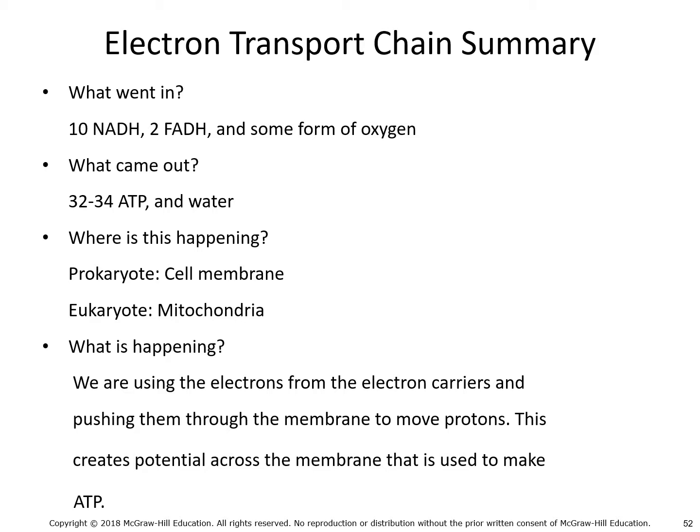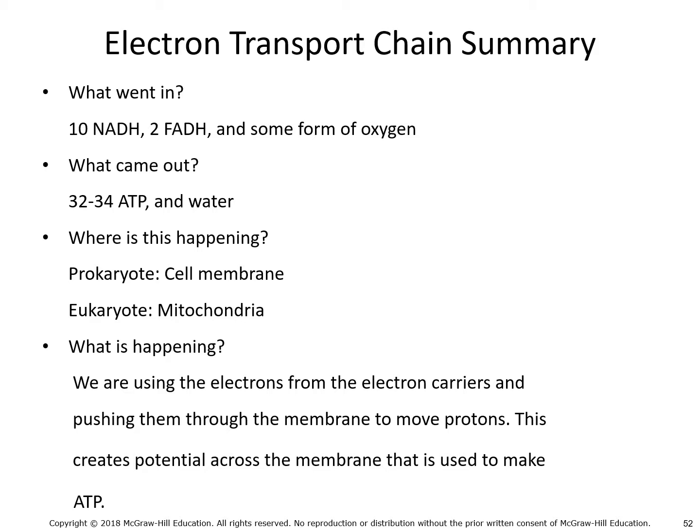So let's summarize the electron transport chain. What went in? 10 NADH and 2 FADH2. And all these were produced before we got to this point. We will again need a source of oxygen so that we can make water. So what comes out? 32 to 34 ATP and water. Again, that range is because of the efficiency. Sometimes we're not as efficient as we could be.